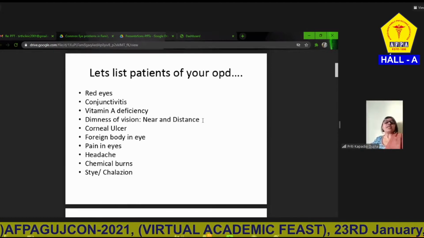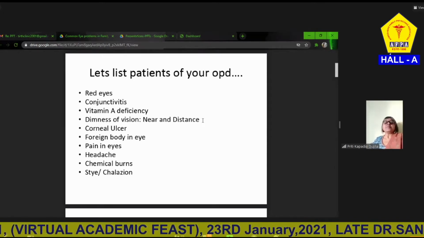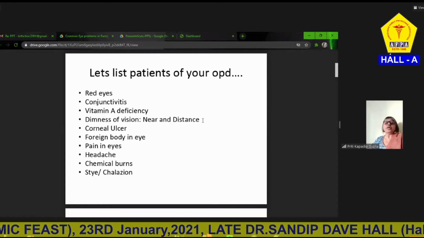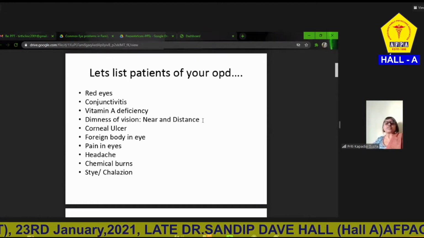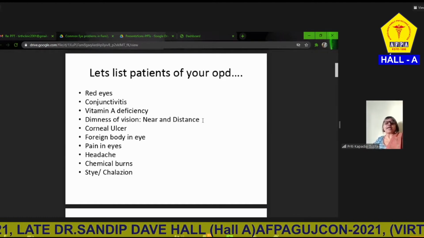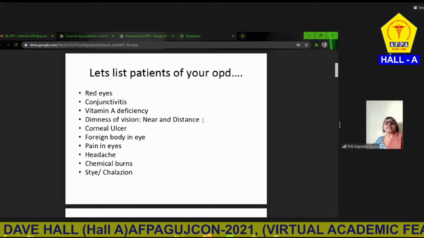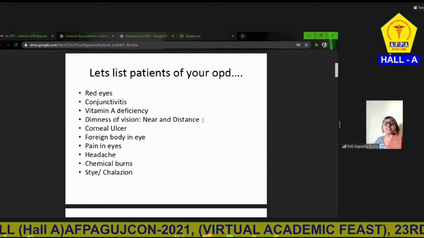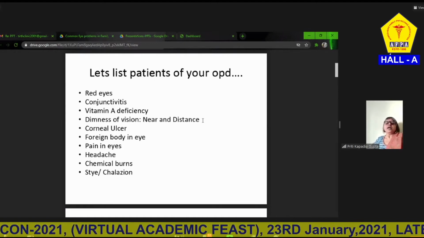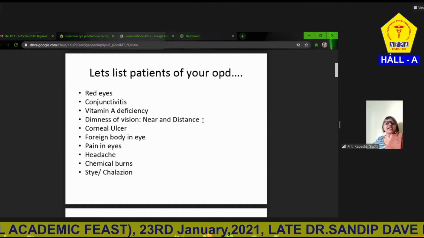You see foreign body in eye, or maybe headache, which is also a very important reason for a patient to see a general practitioner, because you really want to know whether this headache is just a stress headache or an ophthalmic headache or ENT headache or migraine or whatever. I'm sure you must be getting cases of chemical burns, maybe alkali or acid burns, especially if you have nearby factories and things like that. And somebody told me even about stye and chalazion.